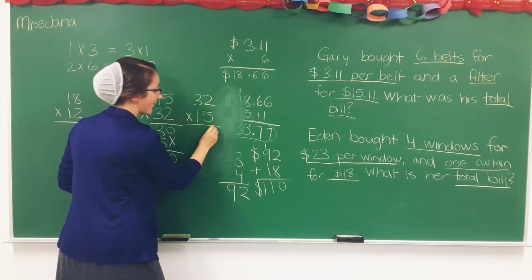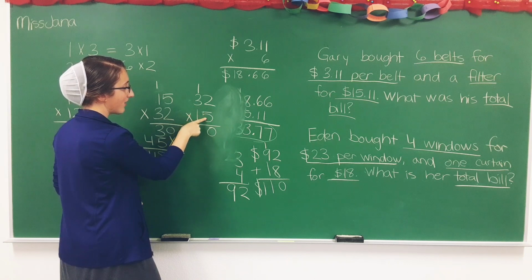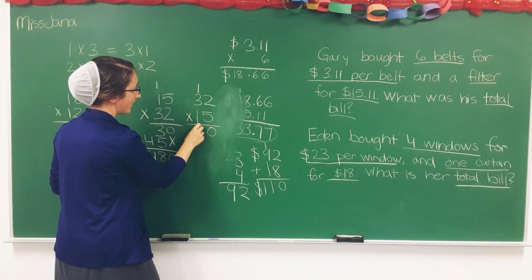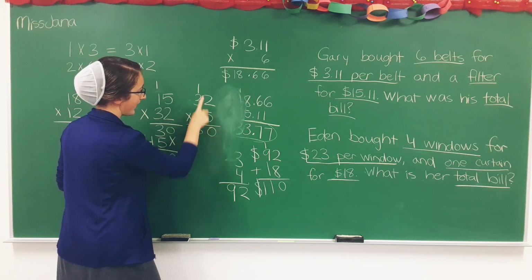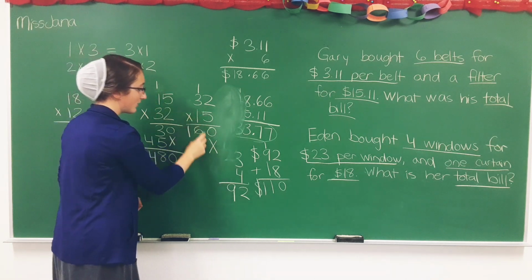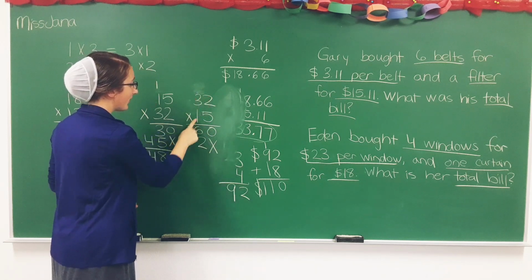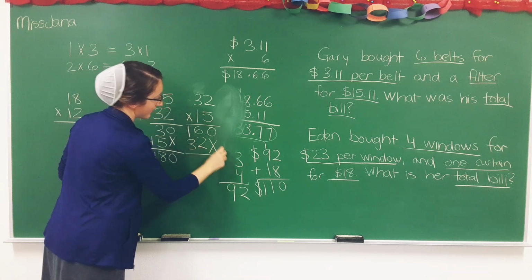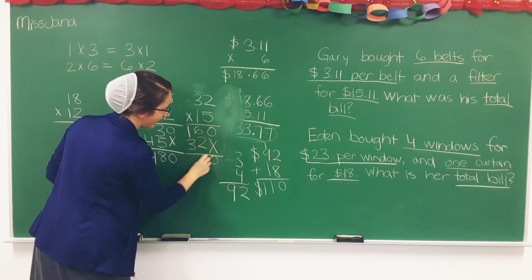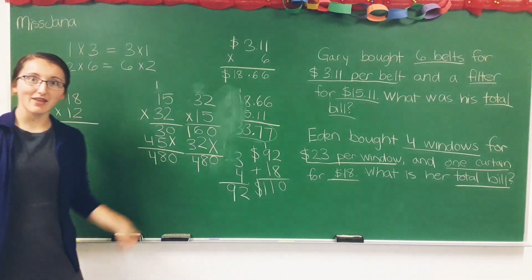So 2 times 5 is 10. 5 times 3, 3 times 5 is 15. 15 plus 1 is 16. And then we put an X down here. 2 times 1 is 2. 3 times 1, this is from last time. 3 times 1 is 3. So let's add it together. We bring down the 0. 6 plus 2 is 8. 3 plus 1 is 4. And 480, 480, they match.